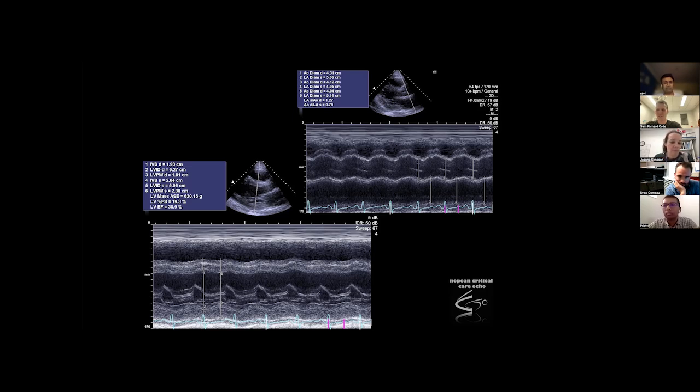I don't think with the hypertrophy we'd necessarily jump up and down too much about whether you're talking about its mass. I think just saying there is hypertrophy.